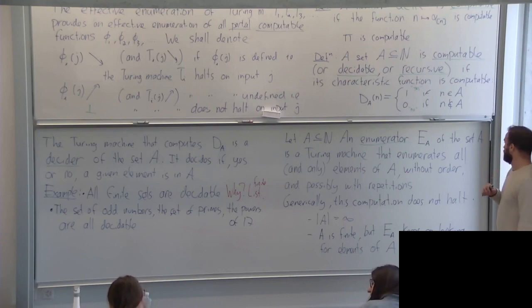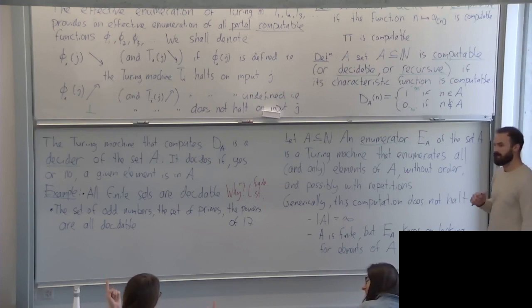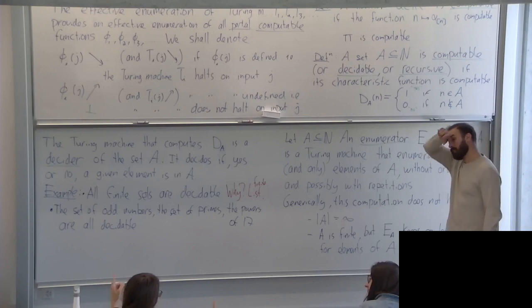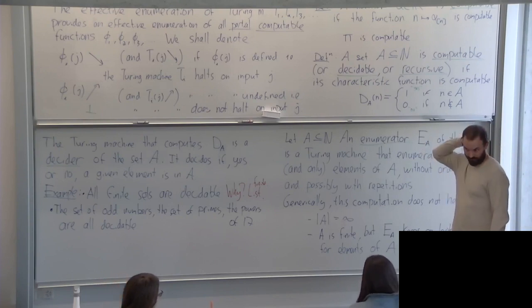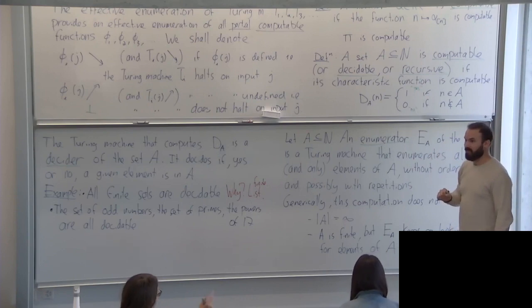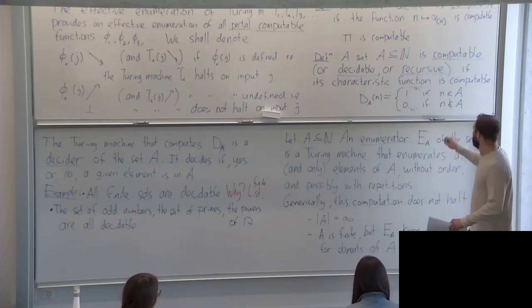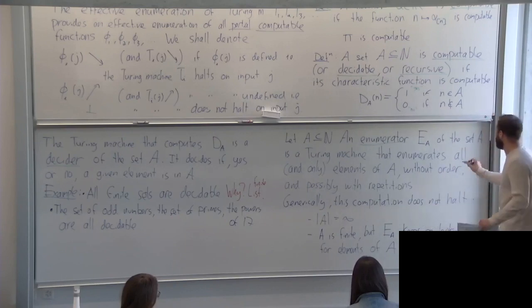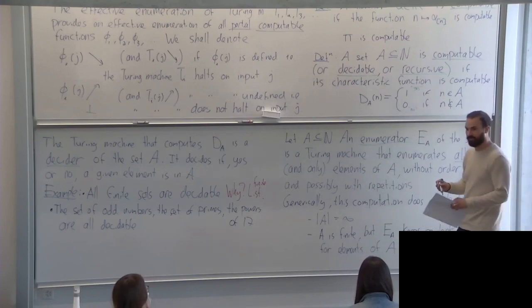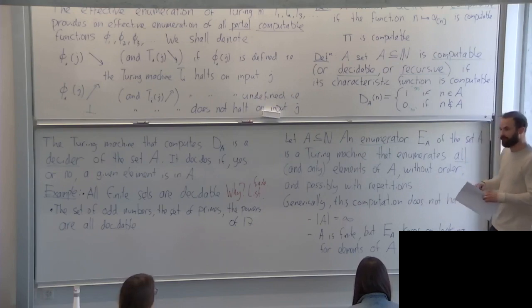Speaking of repetitions, what if you have just two elements that it's supposed to spit out, but for whatever reason it keeps spitting out the first one forever? Well, then it would not be an enumerator, because it has to eventually spit out the second one. We don't know how far in the future, but at some point it has to. It has to enumerate all of them.